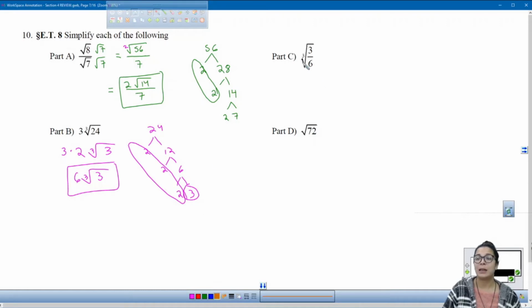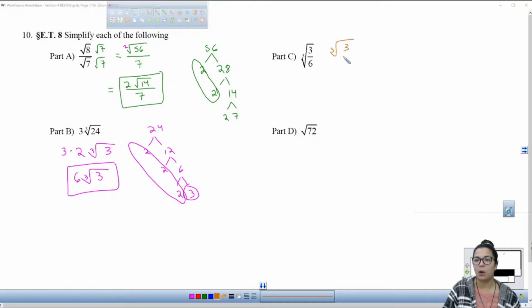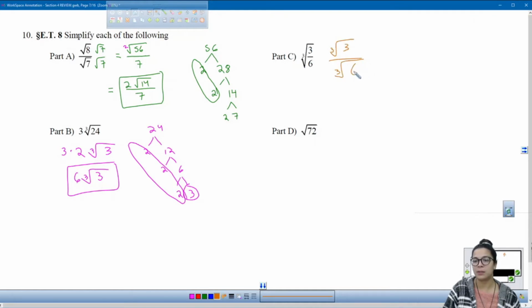For part C, on this one we have a cube root of 3 over cube root of 6. Now, this is the cube root of 6. So if I multiply by another cube root of 6, it is going to be the cube root of 36. The cube root of 36 is not a perfect cube, okay? So just be careful with that.